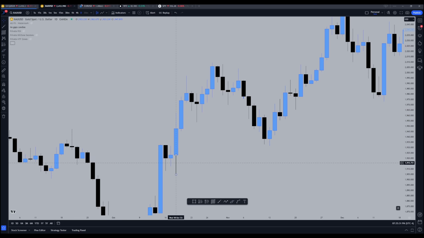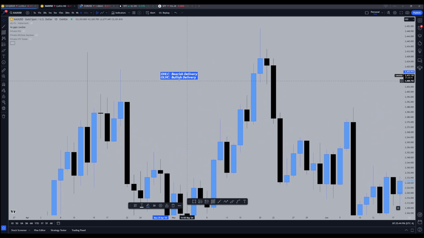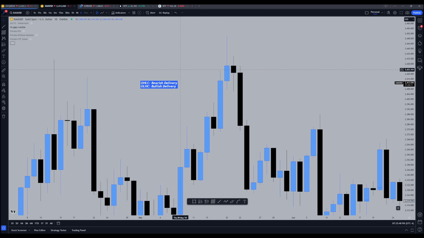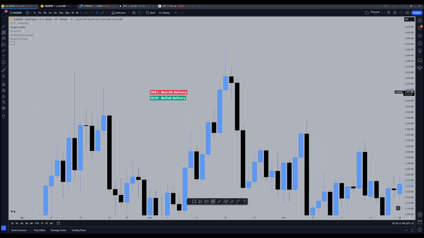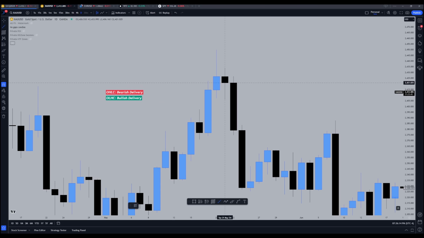Candles majority times will follow open high low close and open low high close. Now what does this mean? Let's first go over the bearish delivery first. Open high low close is bearish delivery. What does that mean? So the open, you guys should know by now how to mark the open, high, low, close of each candle.